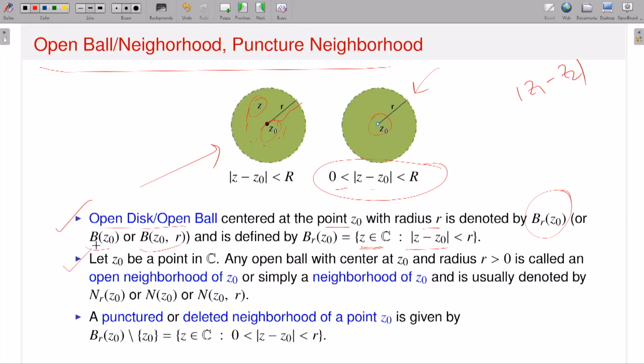So what is an open neighborhood? Open ball or open disk I have talked about. Punctured means you just take out the center from that open ball or open disk. Now what is an open neighborhood? If I start with a point z0 in C, any open ball with center z0 and radius r is called an open neighborhood of z0, or simply a neighborhood of z0, usually denoted by N_r(z0), N(z0), or N(z0, r).